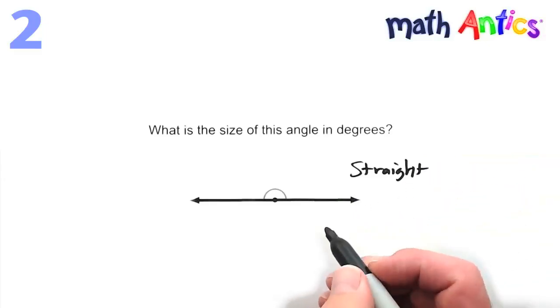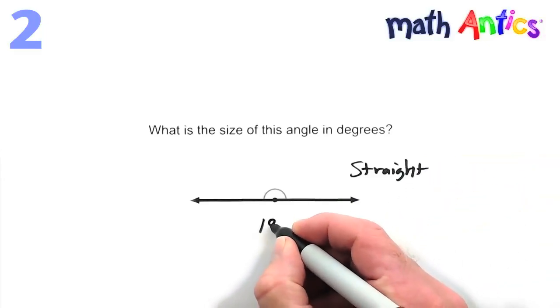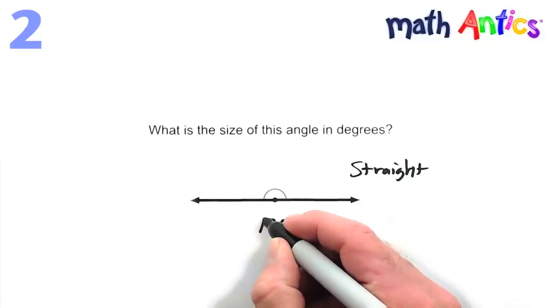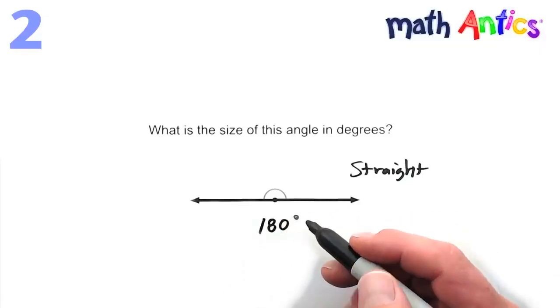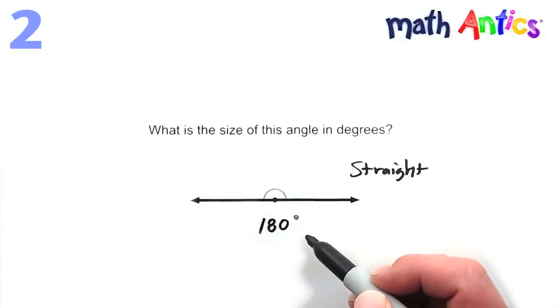A straight angle, and straight angles always have the measurement 180 degrees. That's just something that's important to memorize. So this angle is 180 degrees.